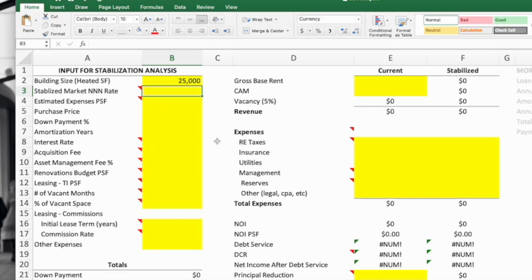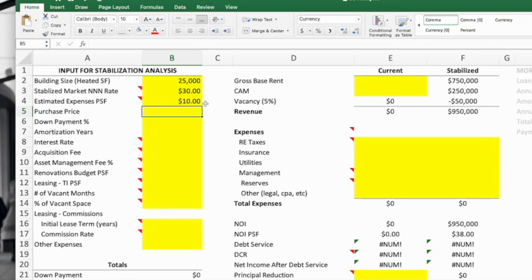But to move on with this sheet, this here is just asking you what is the triple net rate once rent is fully stabilized. And let's go ahead and use $30. Okay. Estimated expenses per square foot. Let's go ahead and use an average number of $10 a foot. Sometimes you'll find buildings at $5 a foot, sometimes at 15.